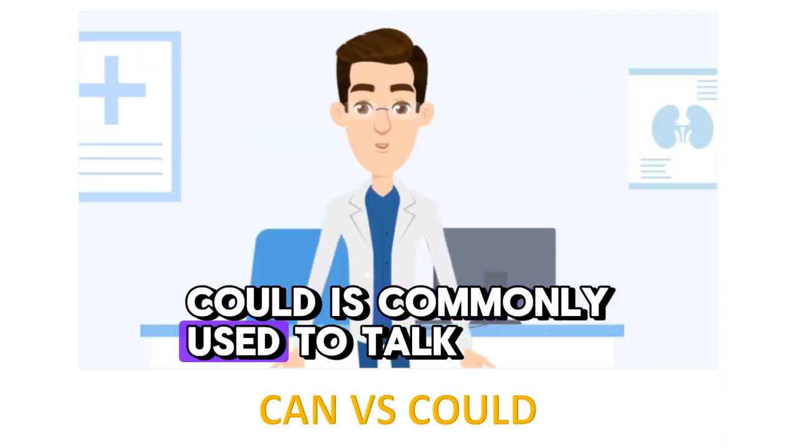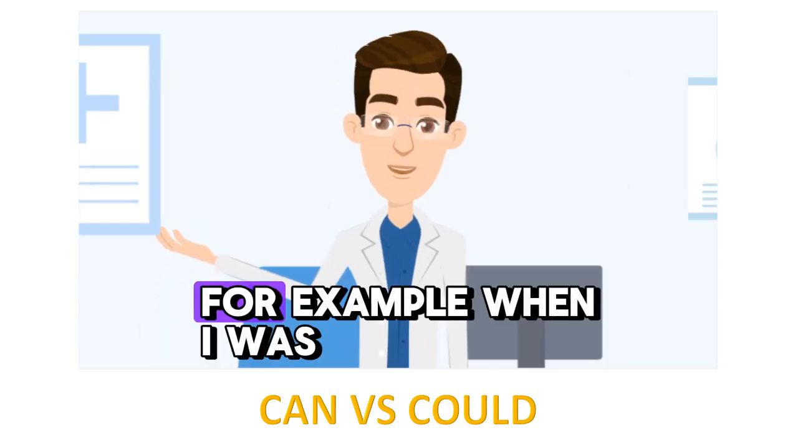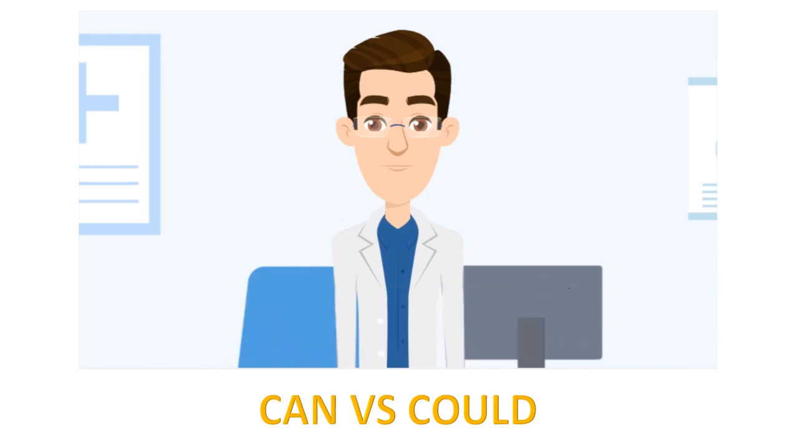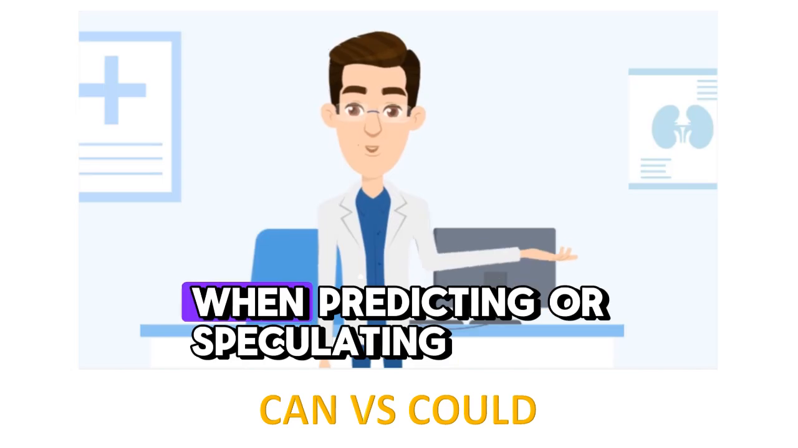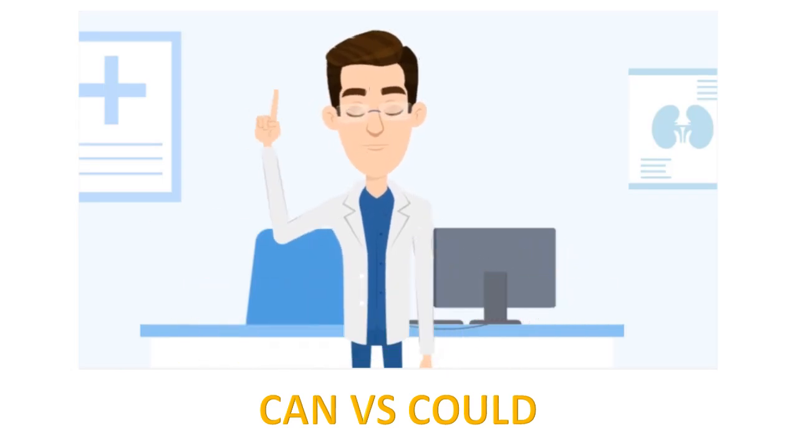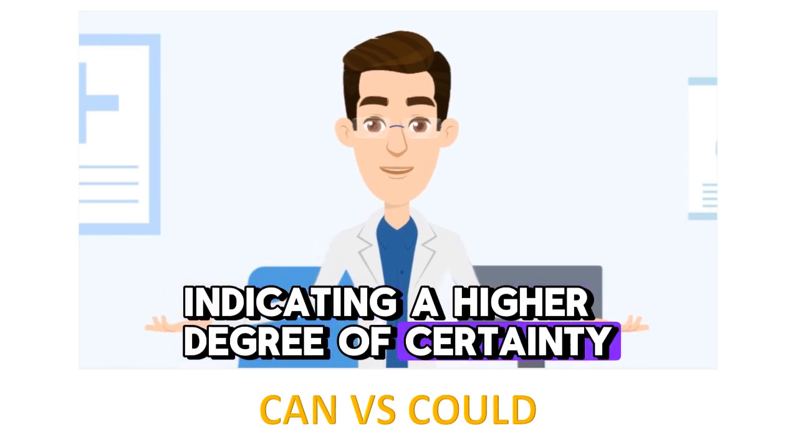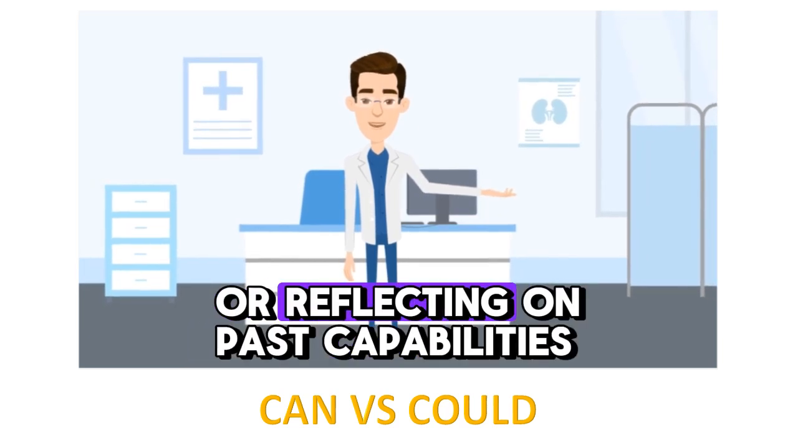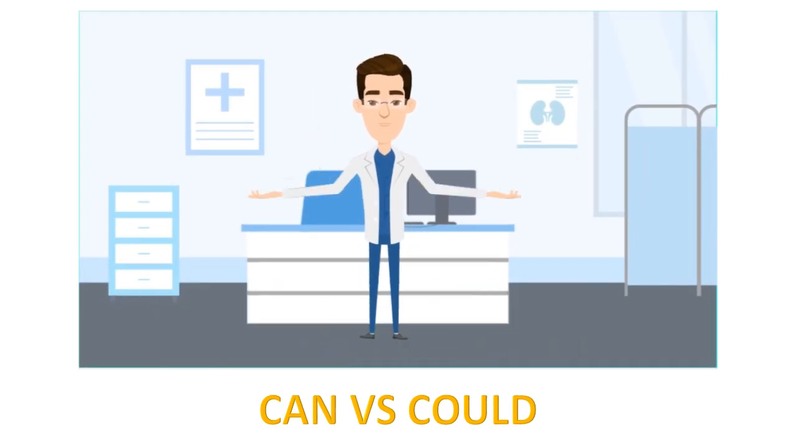Could is commonly used to talk about past abilities or skills. For example, when I was younger, I could run much faster. When predicting or speculating, could expresses possibility. Can is more definitive, indicating a higher degree of certainty. So, whether you're asking for a favor or reflecting on past capabilities, remember the nuances of can and could.